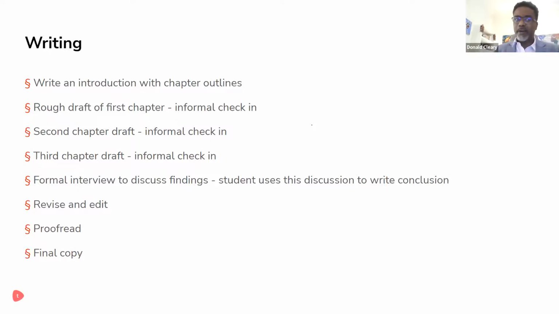And then, of course, with any writing process, they have to revise and edit. Proofreading is very important for criterion D, and then they produce a final copy.